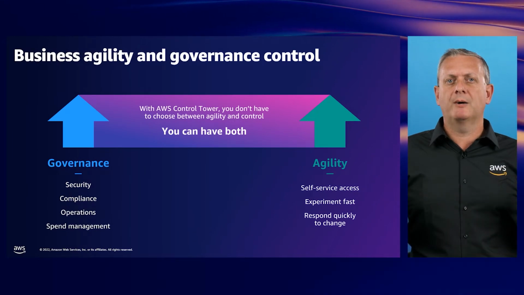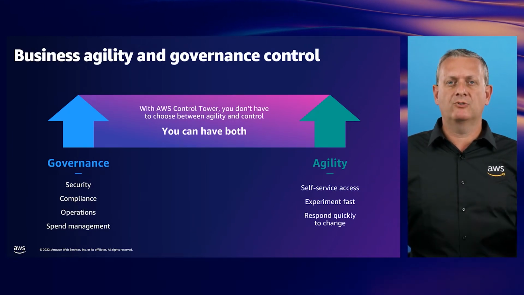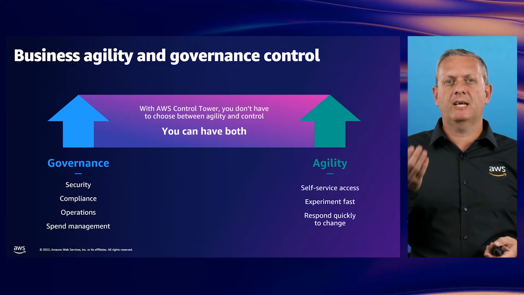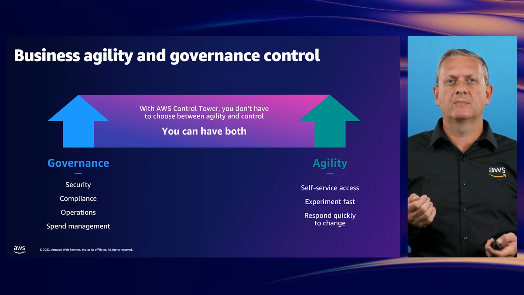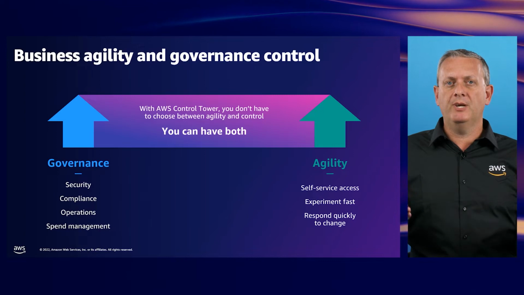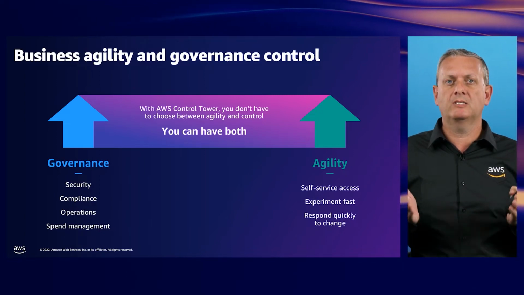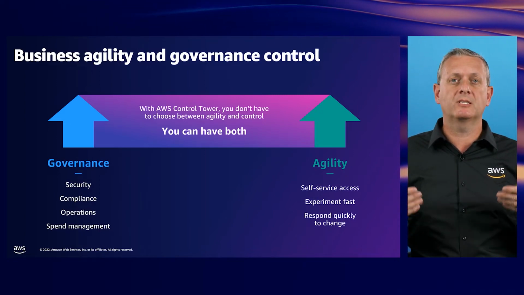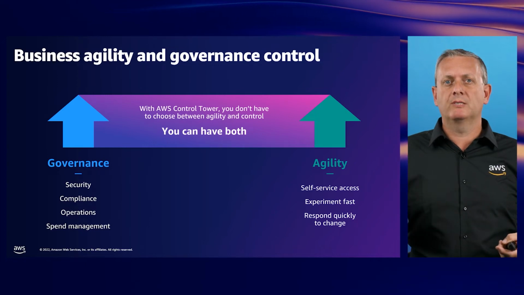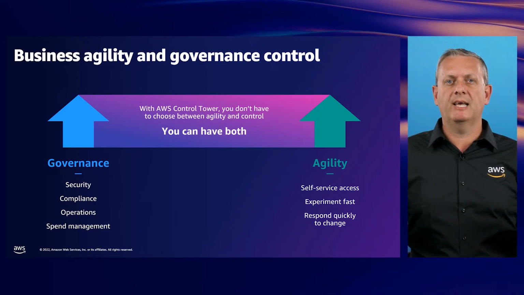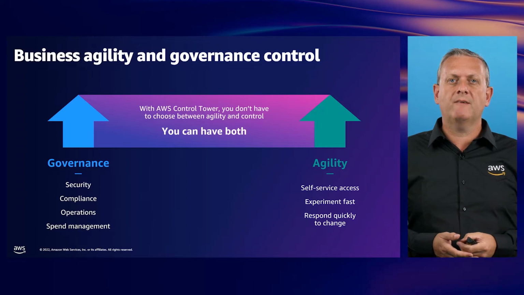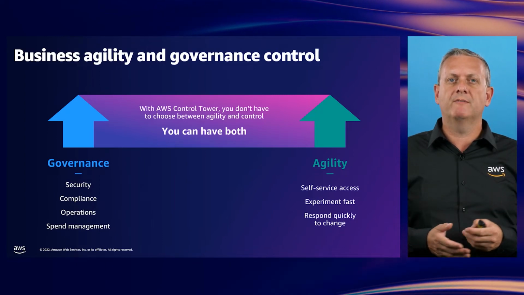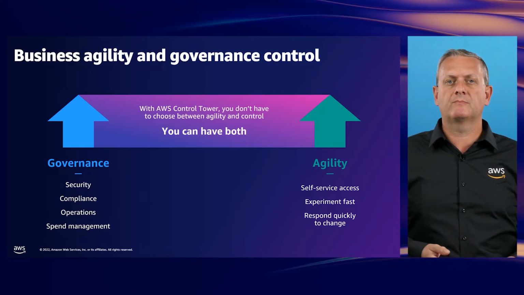So using Control Tower, you can have both governance and control of your cloud environment without having to sacrifice agility and innovation. Cloud operations and security teams can govern centrally with policies for security, compliance, operations, and spend management, whilst builders can innovate with self-service access to AWS services. It's governance in parallel to your workflows rather than being a blocker to innovation.